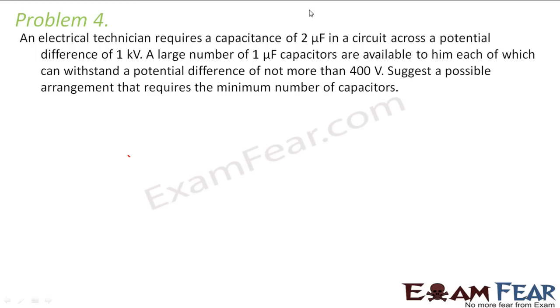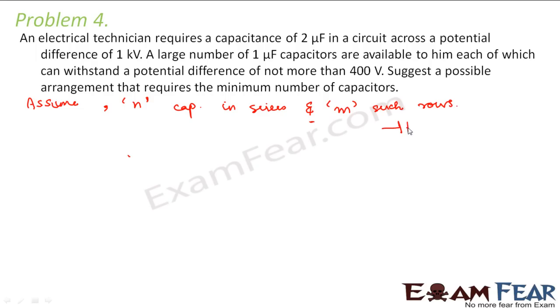So let us see how we approach such kind of problems. How do we approach this problem? First of all, we assume that we arrange n capacitors in series, and there are m such rows, because right now we don't know how it will be arranged. But there are only two possibilities, either it will be arranged in series or in parallel. So I am assuming something like this.